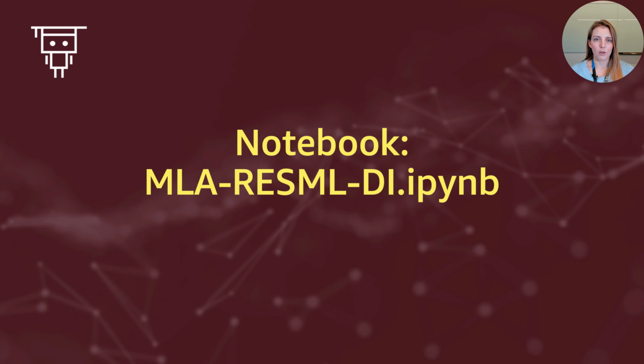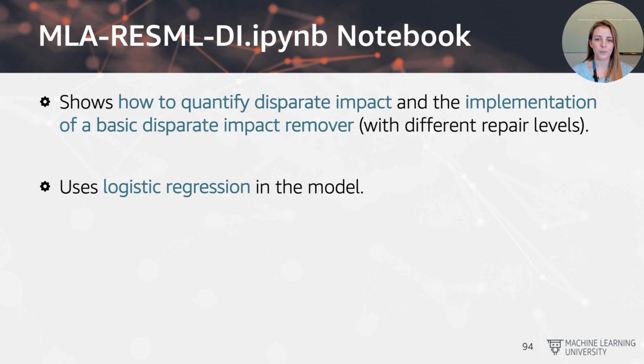To wrap up the conversation about DI and data transformation, we're going to have a look at a notebook where we're going to first of all measure DI and then also perform the transformation. So in this notebook, we can see how to quantify disparate impact. We're going to calculate the measure up front. We'll then implement a disparate impact remover, and then we'll quantify again. And as a model here, we're going to use logistic regression and build a classifier.